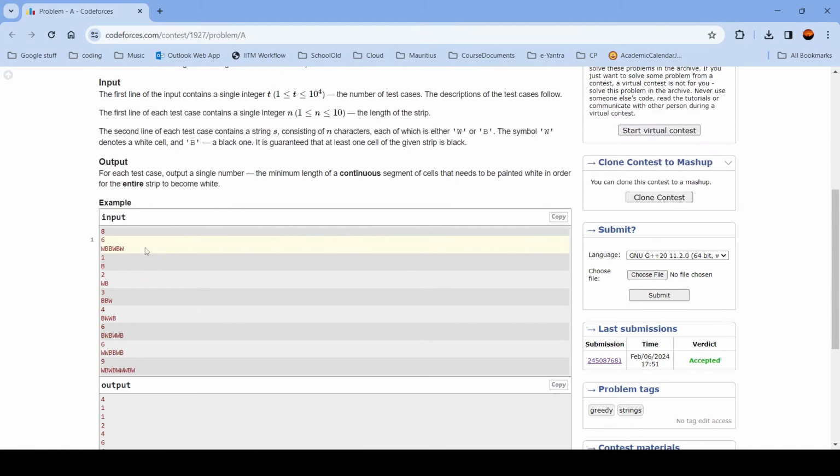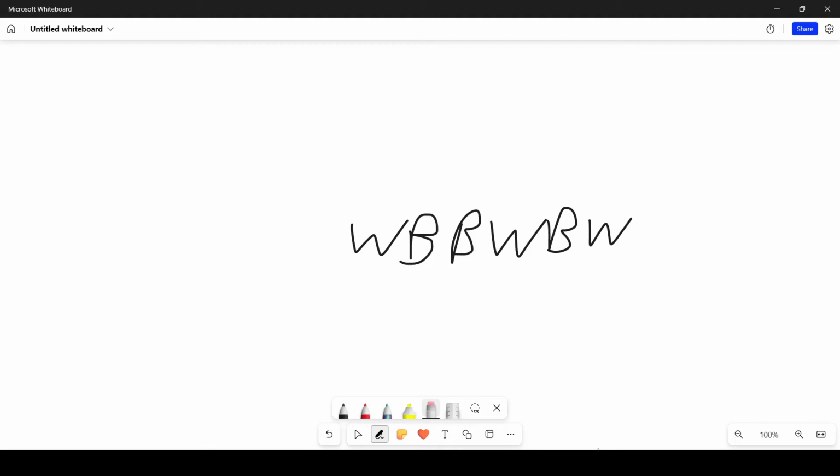So as a test case, I'm going to be taking this one, which I've already written here. So we'll have white, black, black, white, black, white. So the idea behind this problem is quite simple. We basically need to make all the black white, right? So we take the first occurrence of a black cell and the last occurrence of a black cell, and everything from here to here we have to paint white. Since we're taking only one segment, we'll have to take this entire segment. So to get the answer, we just find the first occurrence of a black, the last occurrence of a black, and find the distance between that. And if there are no blacks, then it will just be 0.